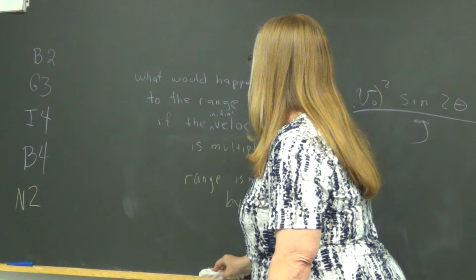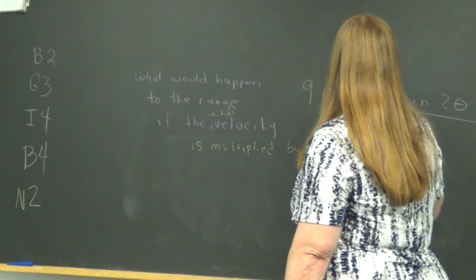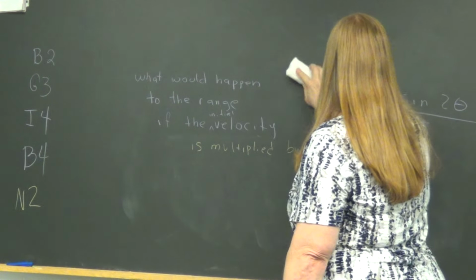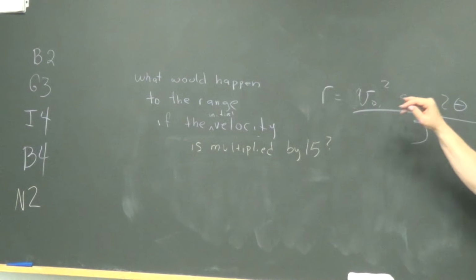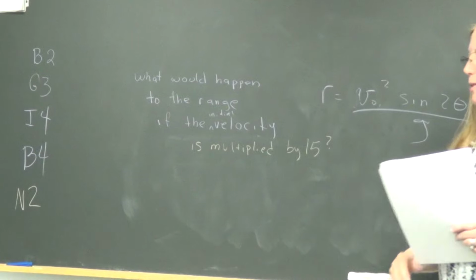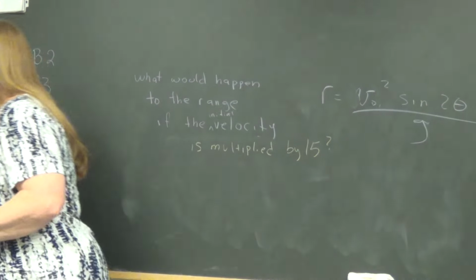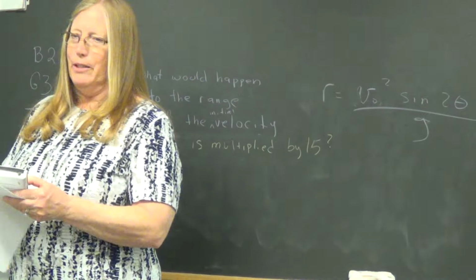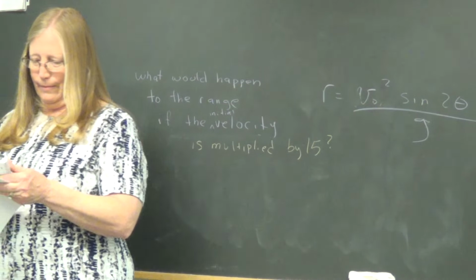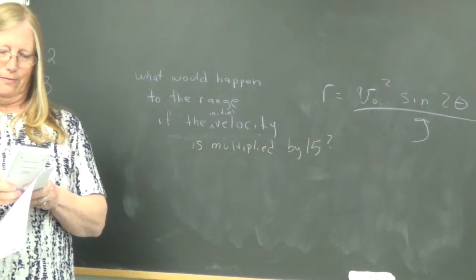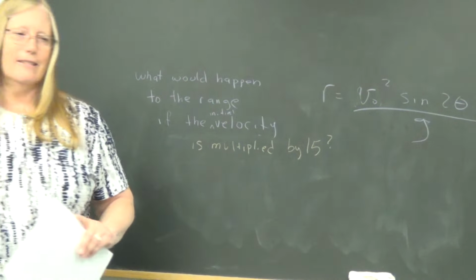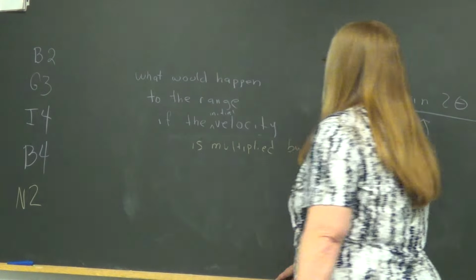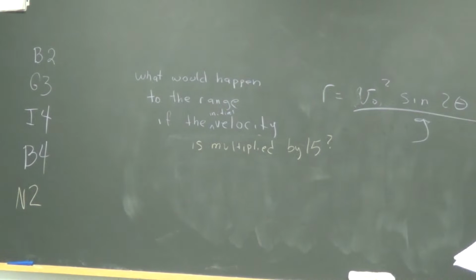We're really going to speed up this problem. All right, here's the range equation. So I'm going to go in and make this object go 15 times faster than I did before. What will happen to the range? Not sure. What will happen to the range if the initial velocity is multiplied by 15?